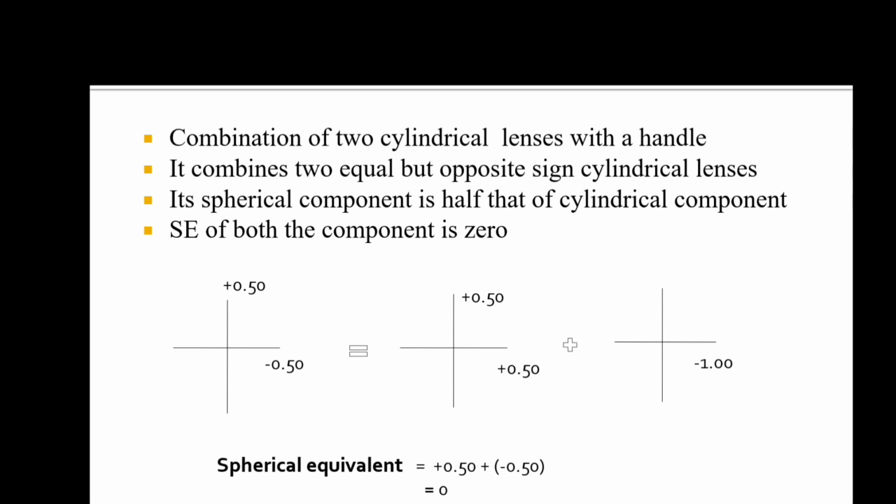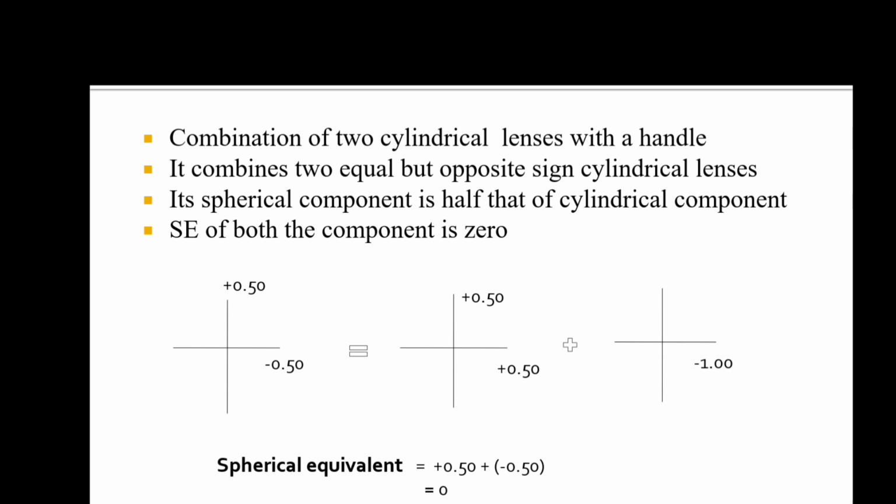The JCC combined two equal but opposite cylindrical lenses. Its spherical component is half that of the cylindrical component. For example, a JCC of plus minus 0.50 would have a sphere of plus 0.50 and a cylinder of minus 1 diopter, which is double the sphere and opposite in sign. The spherical equivalent of both the components will be 0.